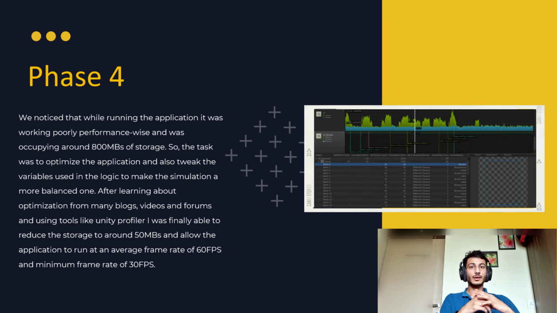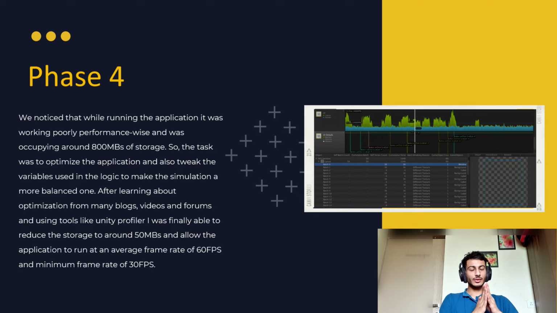Phase 4 was mainly optimization and fixing bugs. After the first 3 phases, when we were running the game, we found out that the game was performing very poorly after 2-3 minutes, when the map got full with many different assets, and also the storage of the application that we built was around 800 MB.